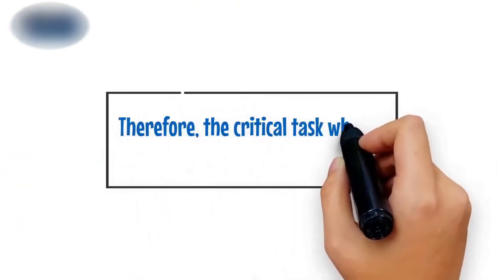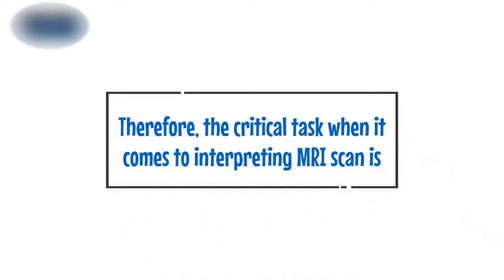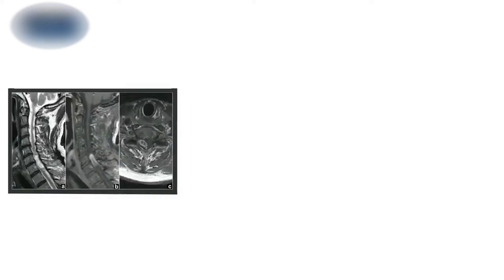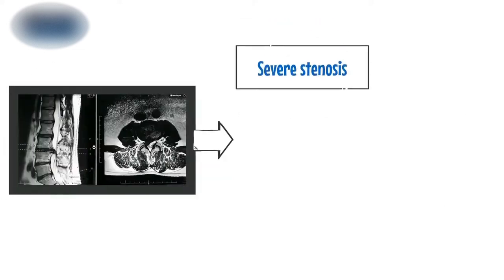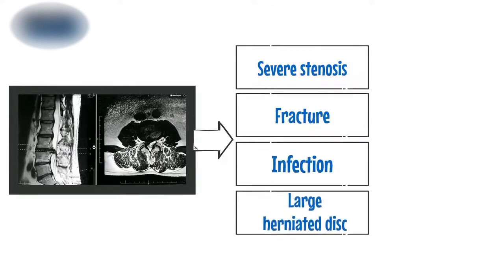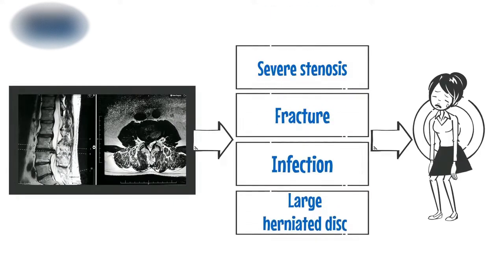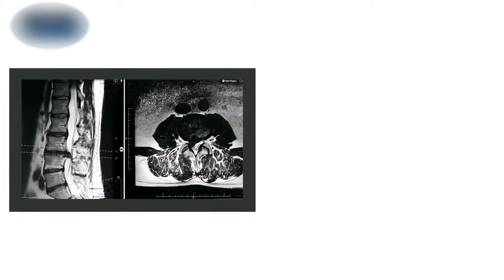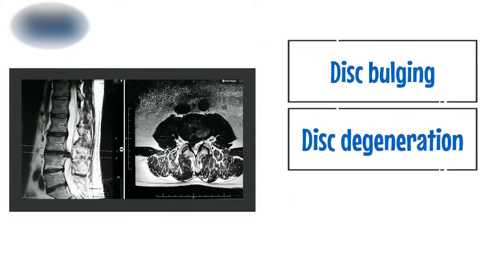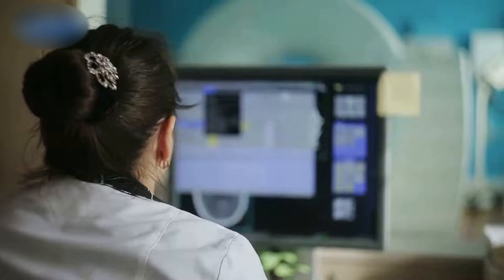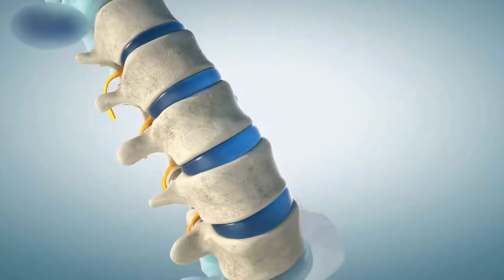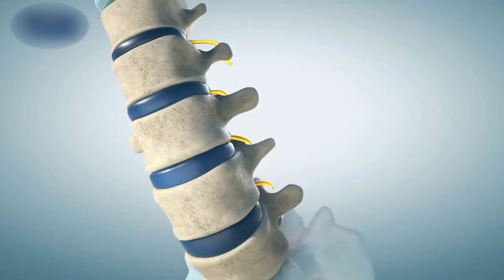Therefore, the critical task when it comes to interpreting an MRI scan is correlating the findings on the MRI scan with detailed information about where your pain is located, and also with a physical exam. If your scan shows severe stenosis, a fracture, an infection, or a large herniated disc, it may be revealing the cause of your pain. However, if it shows disc bulging, disc degeneration, annular tears, or facet arthropathy, it would be much better if the radiologist described the MRI scan as showing natural changes that occur to the spine with time.